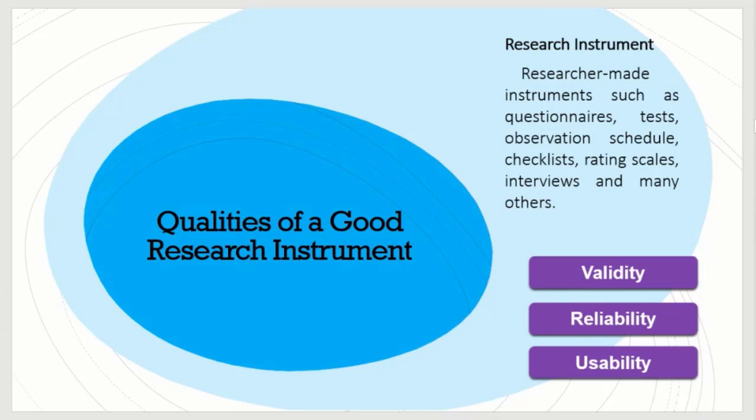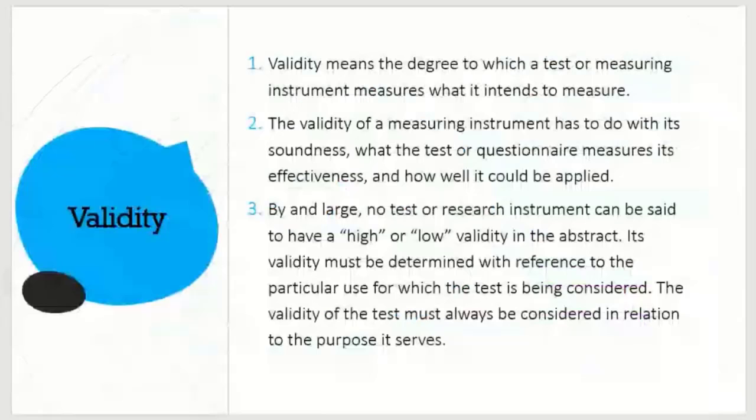We have three qualities of a good research instrument. Actually, there are many more, but in this module and in the book that we are using, we are going to discuss only three of the qualities of a good research instrument. Those are validity, reliability, and usability. First, we have to discuss validity.